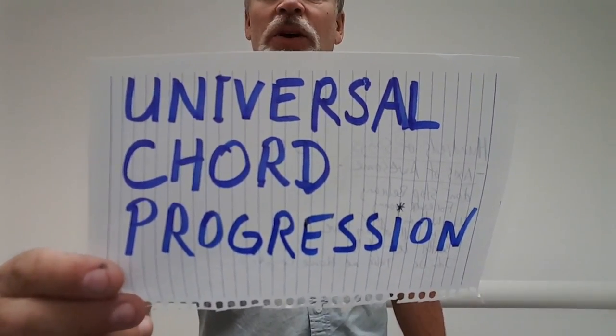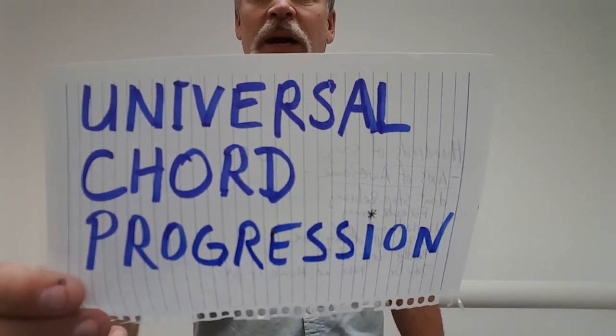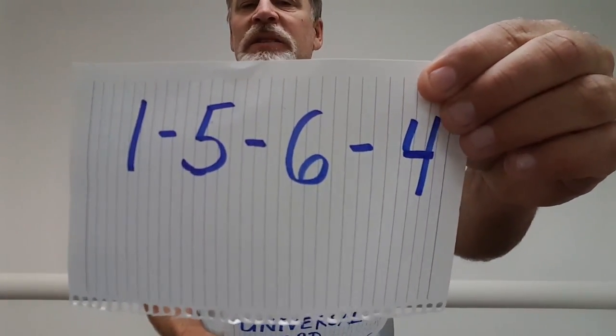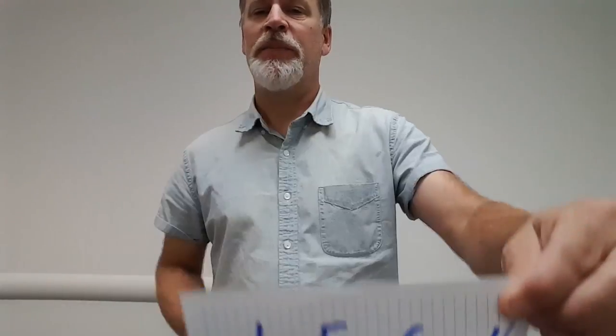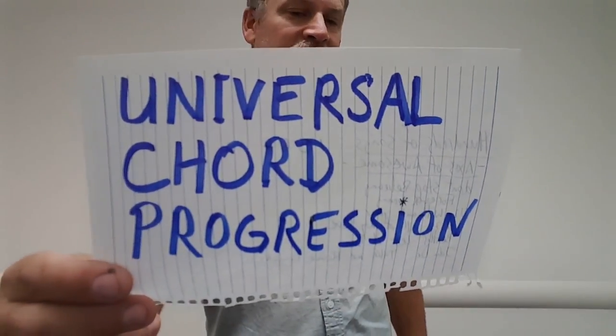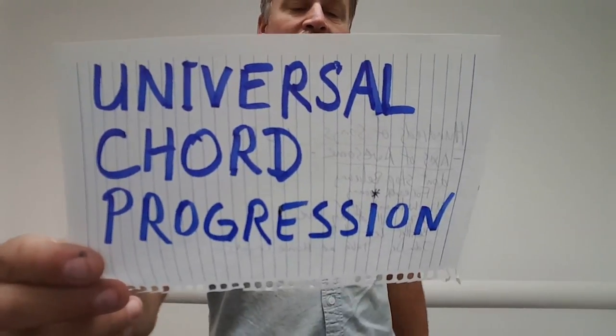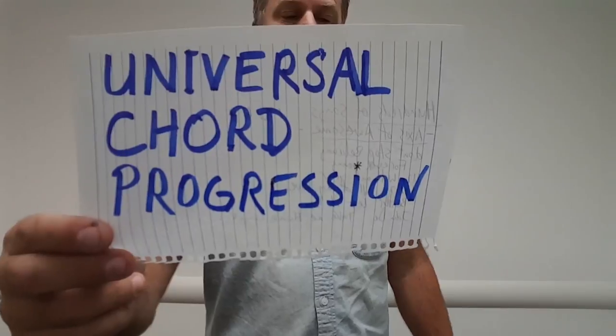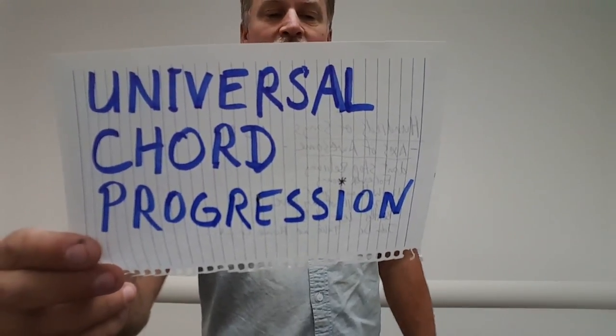In this video, I want to talk about the universal chord progression. There are hundreds of songs that use the 1-5-6-4 chord formula in their progressions. If you ever get a chance, check out the Axis of Awesome on YouTube. They have a kind of mashup, a skit video where they do literally hundreds of songs using this progression.